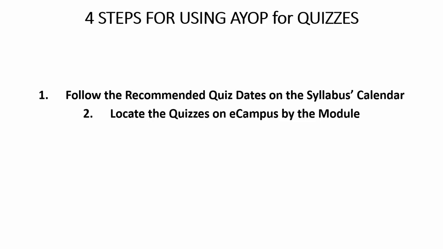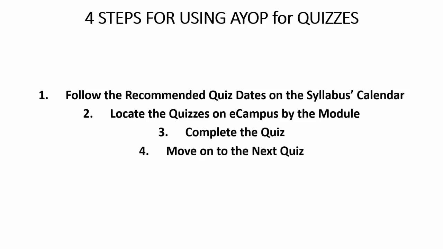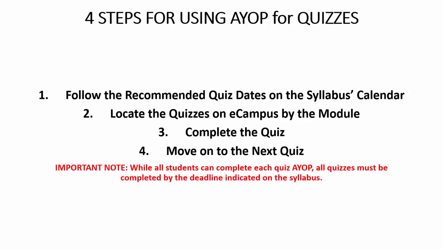locate the quizzes on eCampus by the module, and we have 5 modules this semester, 1 through 5. Number 3, complete the quiz, and number 4, move on to the next quiz. And that's it, everyone. Those are the 4 steps for using at your own pace.